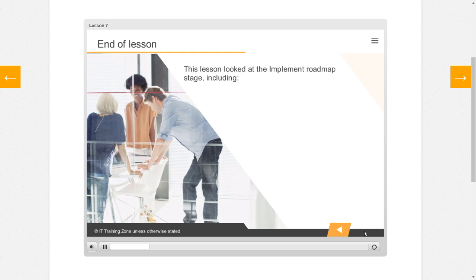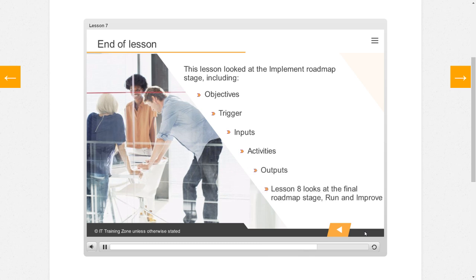You've completed Lesson 7, where we've studied the Implement stage of the roadmap, including objectives, trigger, inputs, activities, outputs. We'll complete our roadmap studies in the next lesson when we look at the Run and Improve stage.